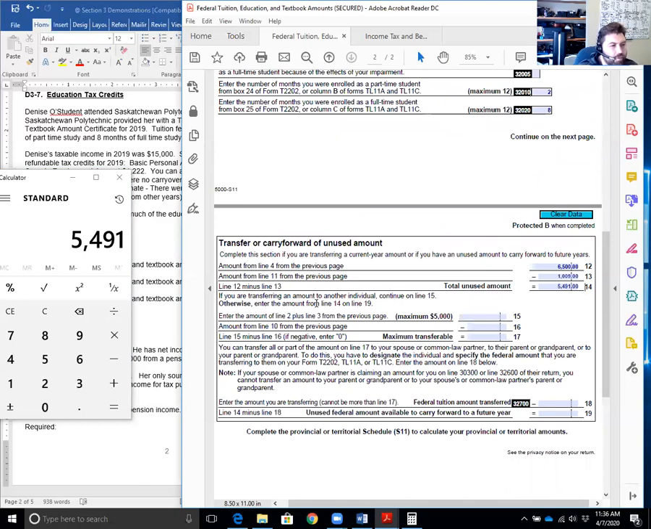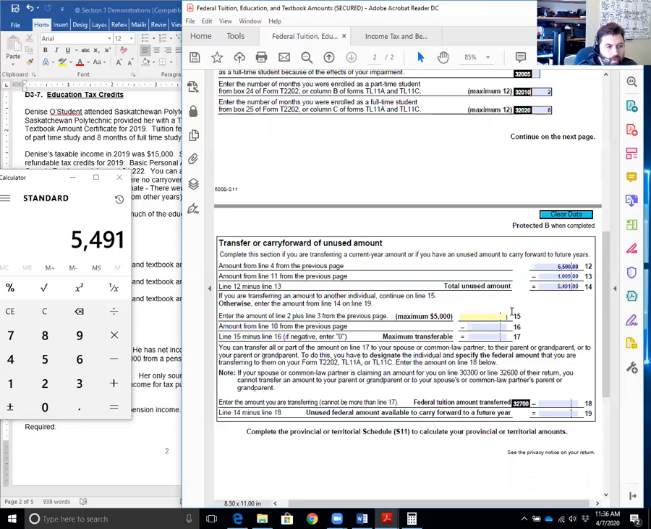Okay, if you are transferring an amount to another individual, continue on line 15. Otherwise, enter the amount from line 14 on line 19. So we can just skip all this if we're not transferring, take this amount and put it here. But we're not. We're going to transfer some to our father. That's what the question asks us to do.